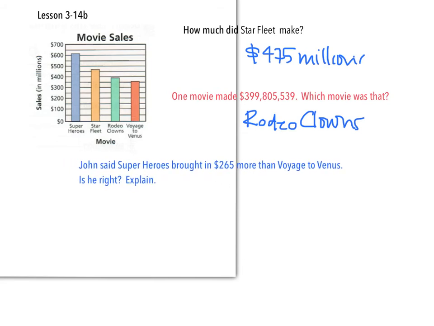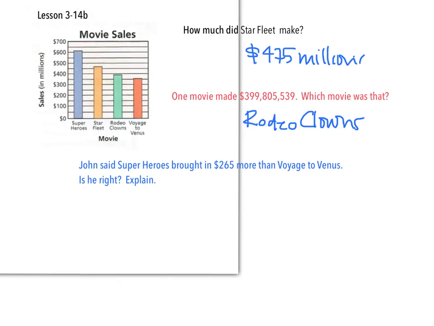Now, for us to look at this, we have to look at Superheroes, which brought over 600 million, and then Voyage to Venus, which brought a little over 350 million. Now, $265 more, is he right? No, John is not right at all. Why isn't he right? Because he didn't read the scale.